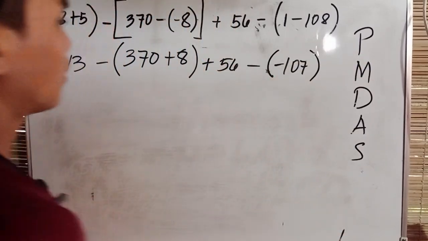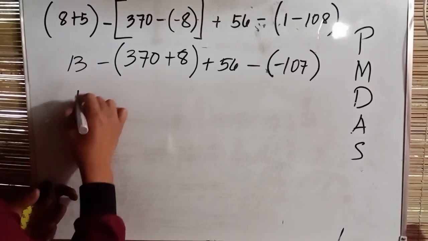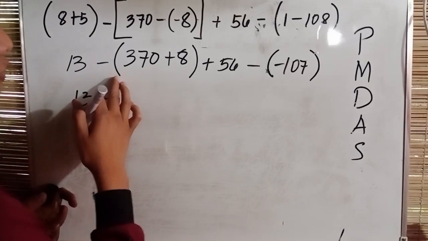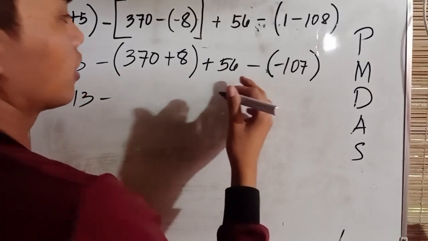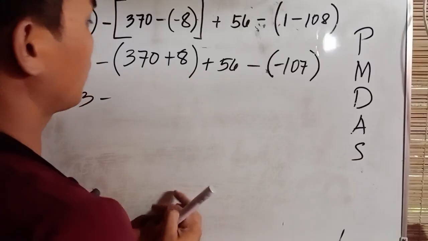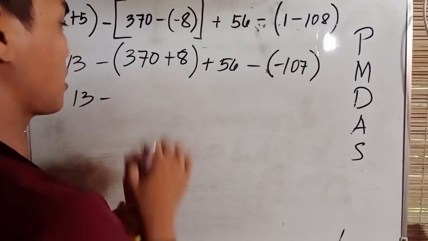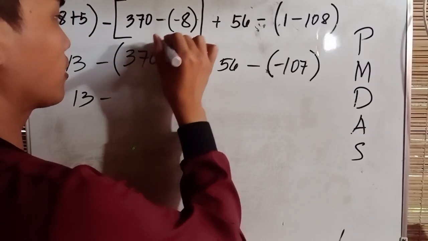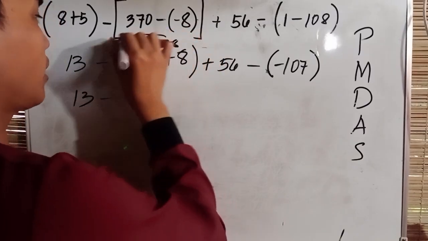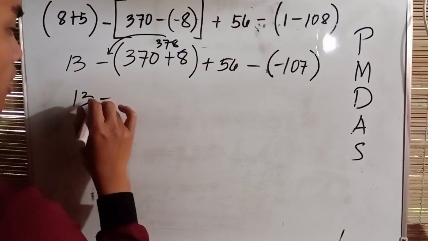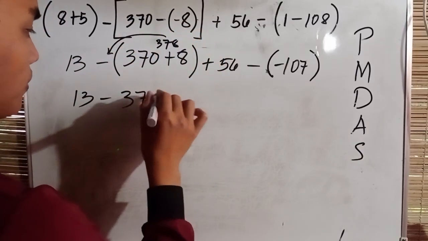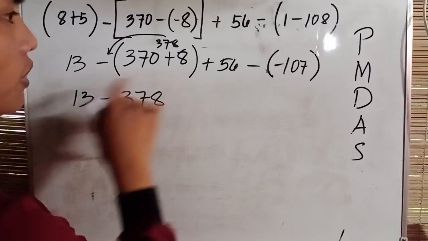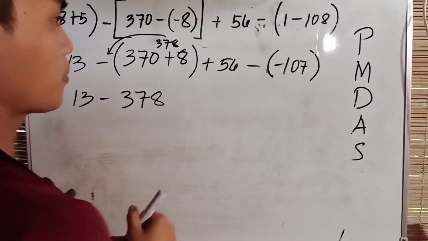separate this one. So we have to copy 13, and then we have to remove parentheses. So 370 plus 8, it's 378. So 378 times negative, it's negative 378. That's it. So we have removed the parentheses.